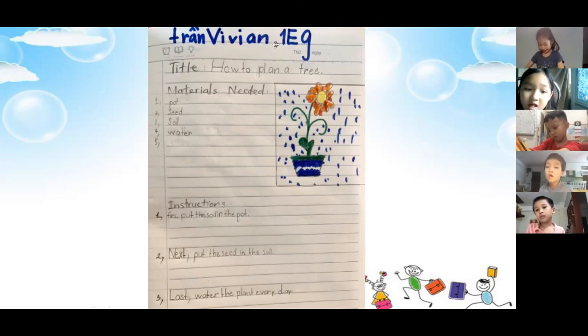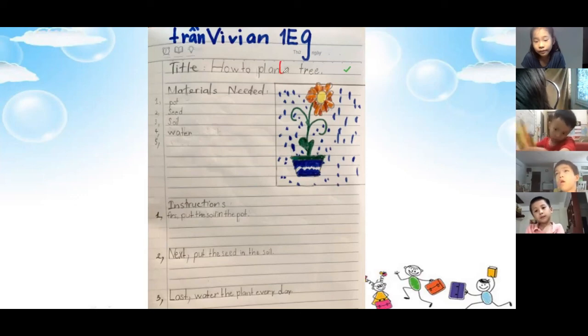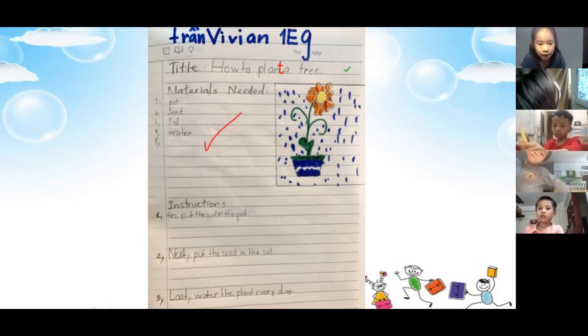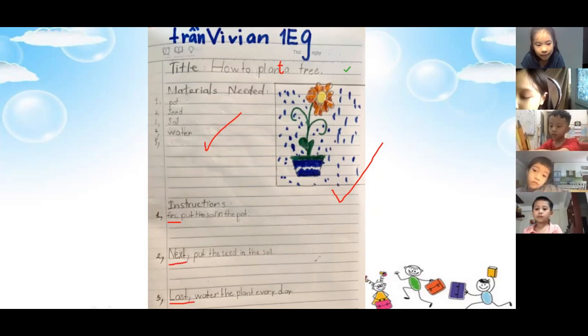Very good. I'm going to give you some ticks. Let me see. So you have a title, How to Plant a Tree. Did you remember here to put letter T? How to plant a tree. Okay. Materials needed, pot, seed, soil, and water. Well done. You have a beautiful picture of your flower. And you remembered the time order words, first, next, and last. Good job, Bian. Well done.